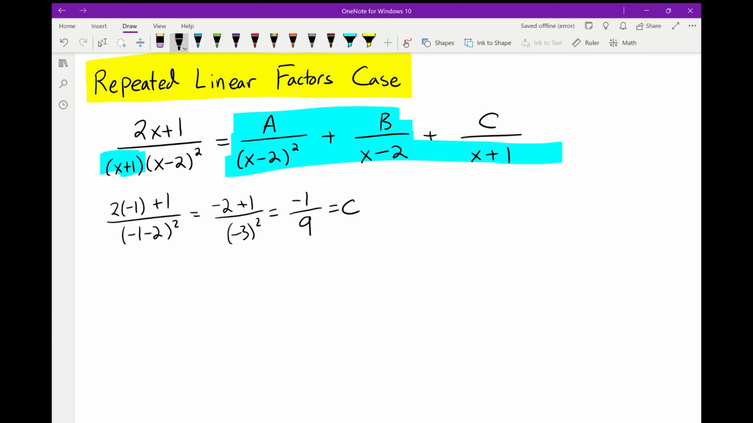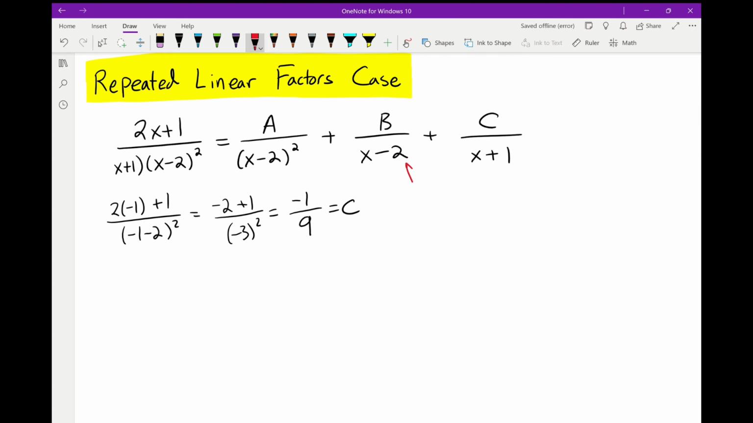But now we have a problem here where we have this square term to worry about, which I mentioned before could be a problem. And the thing you want to do here is that you only want to apply this trick to the thing with the highest power. What do I mean by that? When you try to do our Heaviside Cover-up Trick, it's only going to tell you what A is. It's not going to tell you what B is.